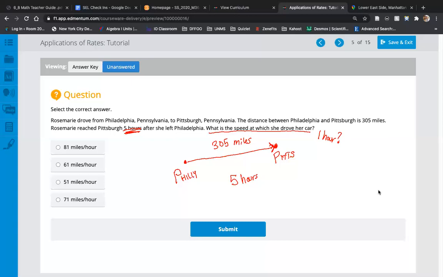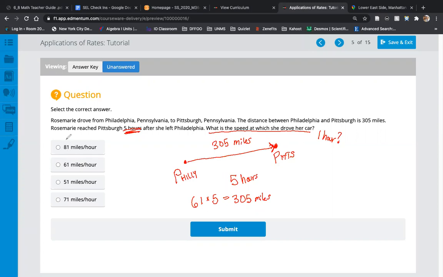Okay, good. So Alfie in the chat said the answer is 61 because 5 times 61 is 305. That does work, right? If I multiply 61 by 5, I know 60 times 5 is 300, plus the extra 5 gives me 305 miles. So that's a way of checking your answer. Or if it's multiple choice, you can always work backwards.